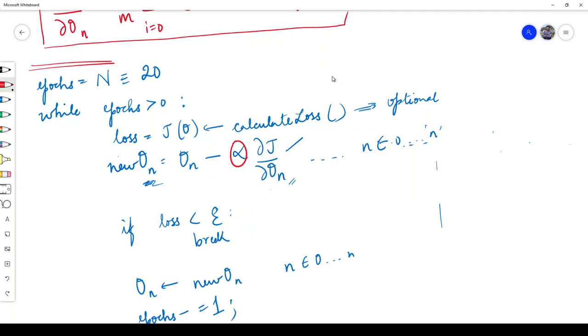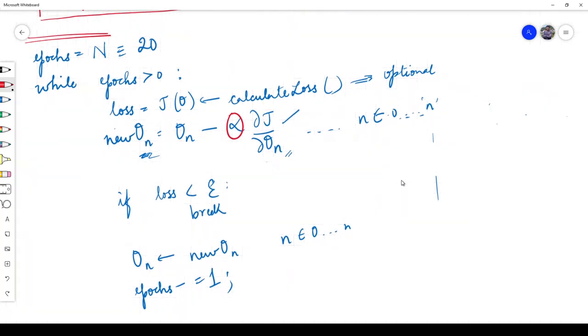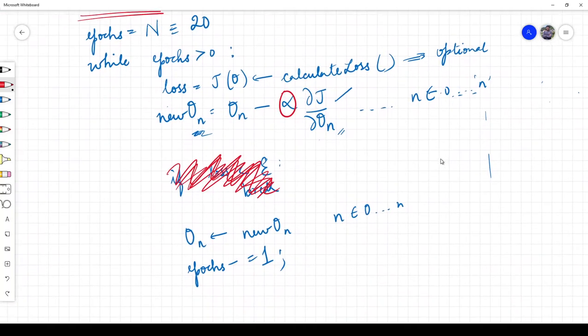Shouldn't that be a continue instead of break there? Loss is less than epsilon. In that case, epsilon is like a threshold loss that you have. So if your loss goes below a certain point, you just break out of the loop. It's like a minimum loss. Actually, you can do without the break. Usually the normal gradient descent does not have this. You would just continue until a certain number of iterations go on.